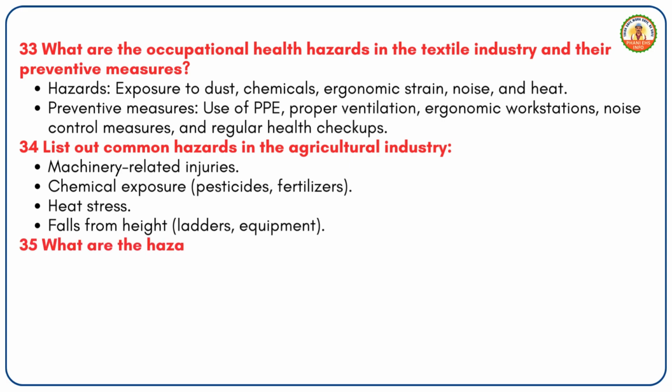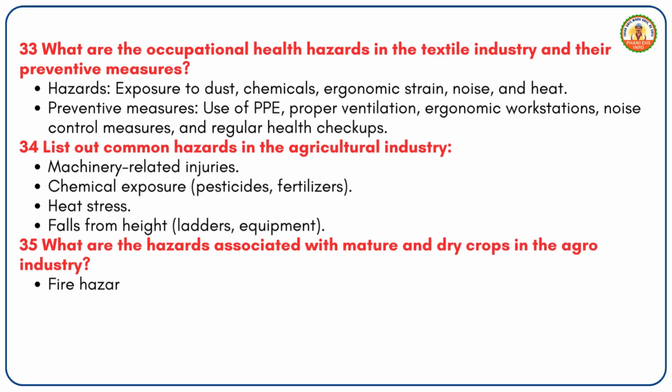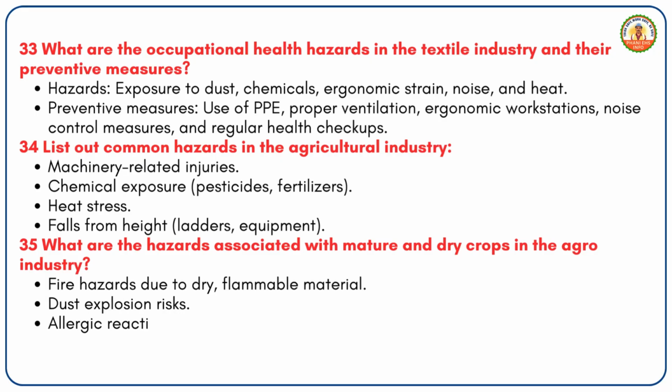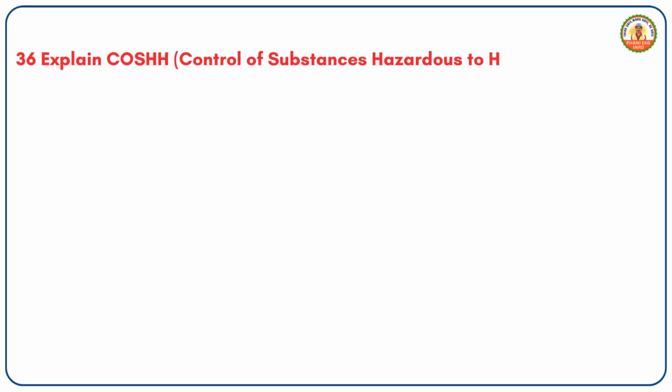35. What are the hazards associated with mature and dry crops in the agro industry? Fire hazards due to dry, flammable material. Dust explosion risks. Allergic reactions to crop dust. Pesticide residue exposure.